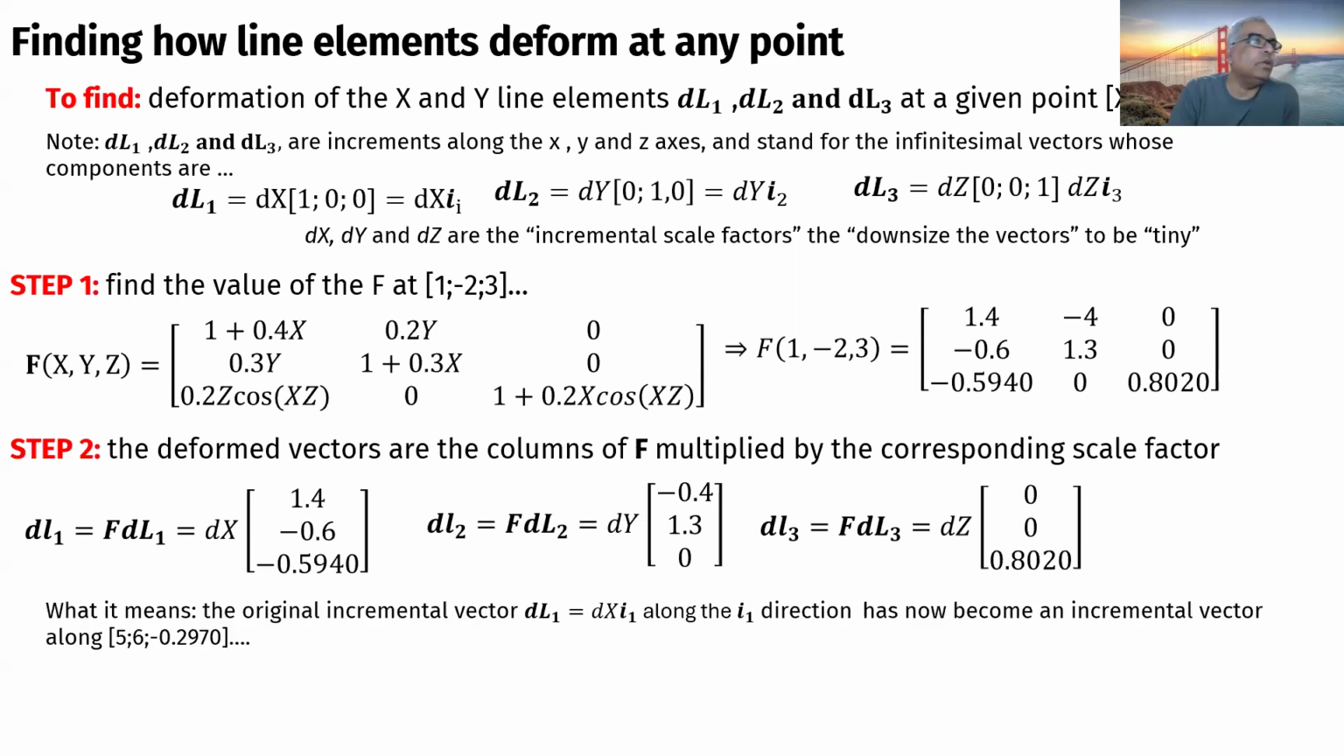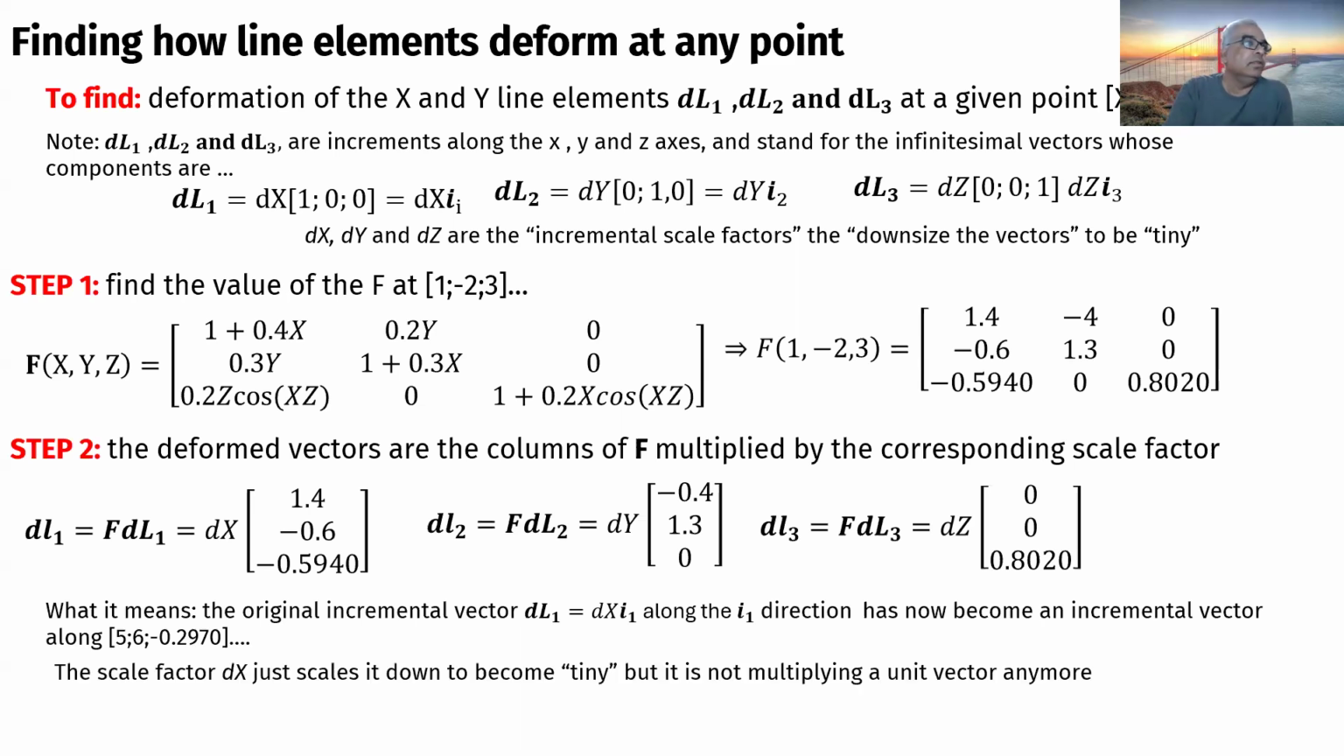What this means is that the original incremental vector dl1, which is dx times i1, has now become an incremental vector which is along 1.4, minus 0.6, minus 0.5940. My vector there is not correct. The vector is shown in the column vector upstairs. The scale factor dx just scales it down to become tiny. But compared to when we started, the dx is not multiplying a unit vector. So the vector becomes longer or shorter, but it gets multiplied by dx to become tiny. Okay. This is how we find out how line elements deform.